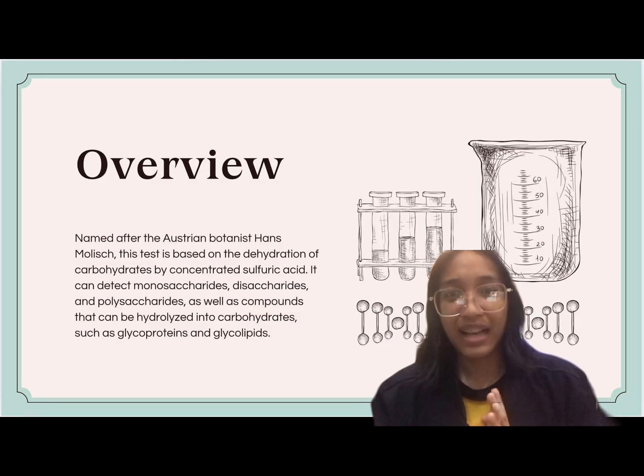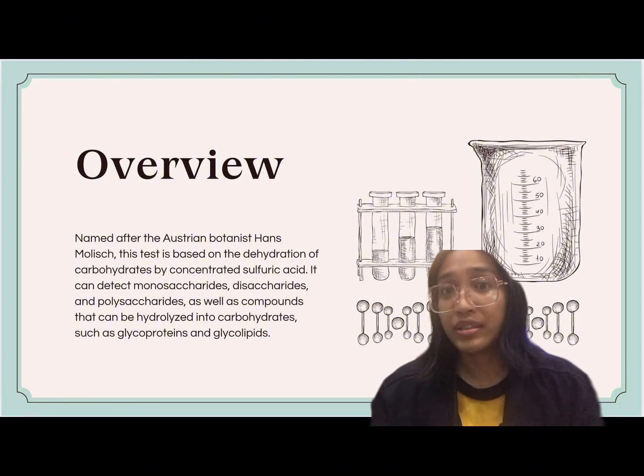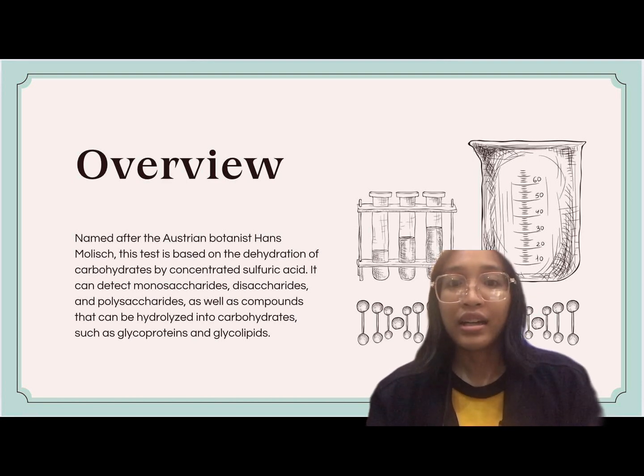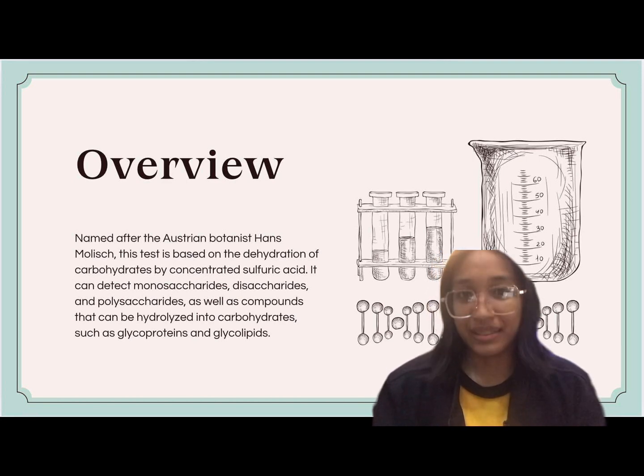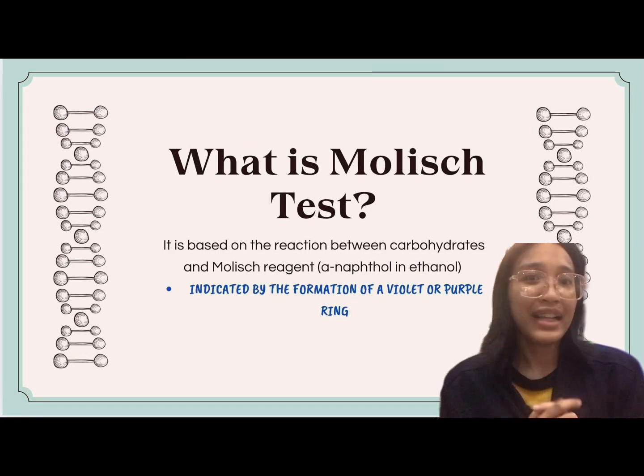So, Molisch test is named after the Austrian botanist Hans Molisch. This test is based on the dehydration of carbohydrates by concentrated sulfuric acid. It can detect monosaccharides, disaccharides, and polysaccharides, as well as compounds that can be hydrolyzed to carbohydrates such as glycoproteins and glycolipids. So, let's dive in.